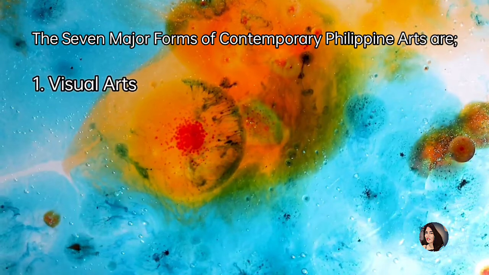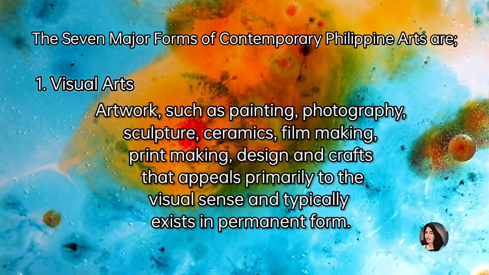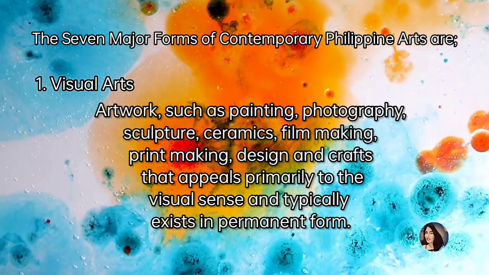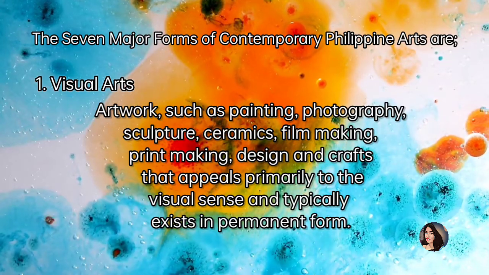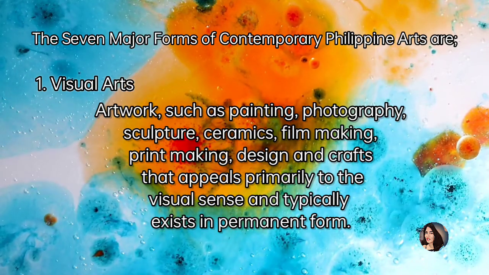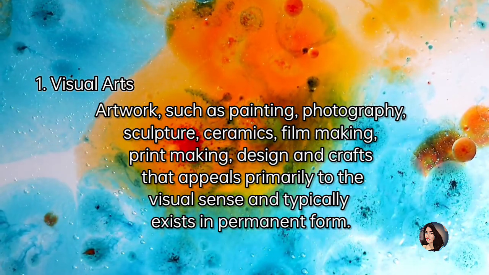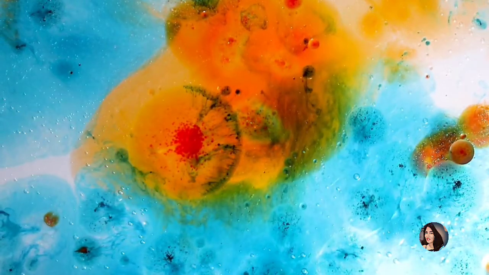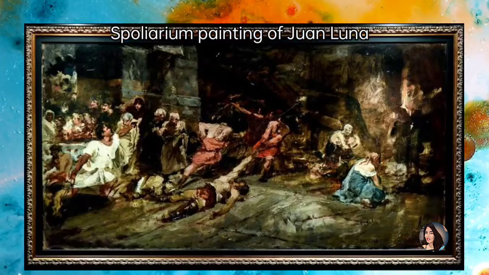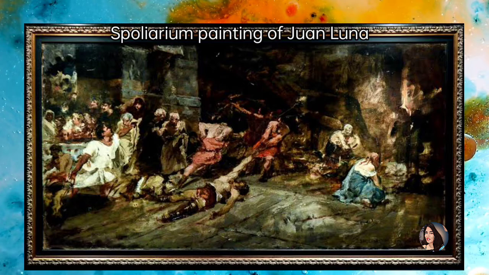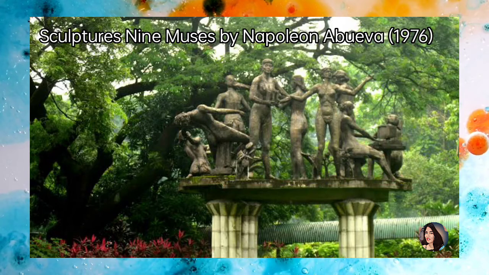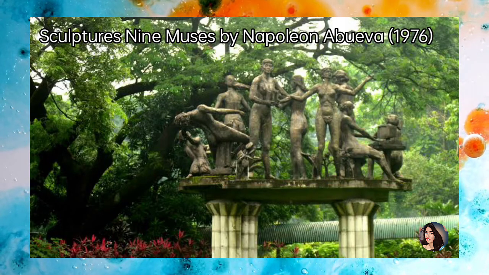And what are the seven major forms of contemporary Philippine arts? Let's start with visual arts. What is it? It is an artwork such as painting, photography, sculpture, ceramics, filmmaking, printmaking, design, and crafts that appeals primarily to the visual sense and typically exists in permanent form. Such as, let's have a clear example. One of the famously known paintings of Juan Luna, which is called Spolarium, is an example of the visual arts, and here it is. Another example of visual arts is this sculpture, Nine Muses by Napoleon Abueva, during 1976.